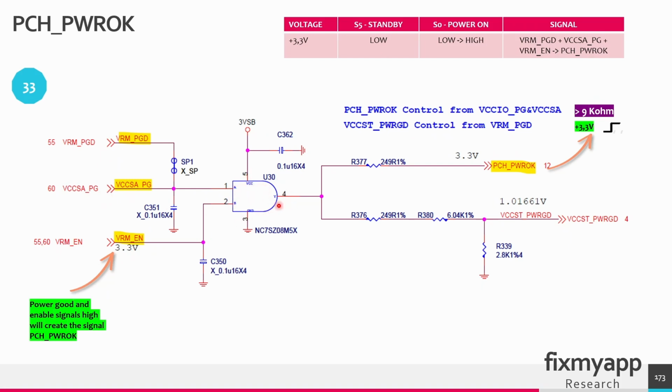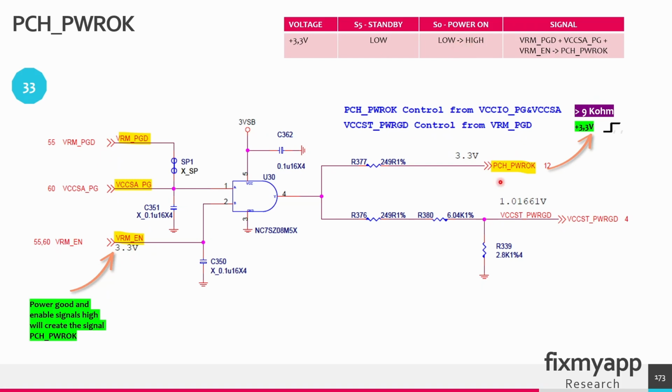This is a logical AND gate, so if A and B are present, the output will be high. When the VRM enable signal is present, and the VRM is generating a core voltage of 1 volt for the CPU, that controller will send a VRM power good signal to this line, and also the additional CPU voltages like the VCCSA will send a power good signal to this AND gate. At the output there is a PCH power OK signal of 3.3 volts. When these input signals are present at the input 1 and 2, the output Y will be high. So the PCH power OK signal will go from 0 volts to 3.3 volts in the power on state.